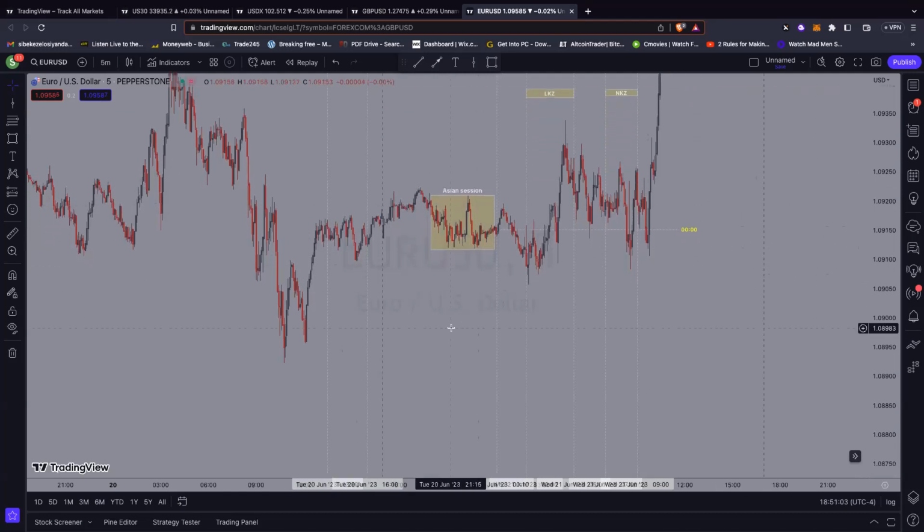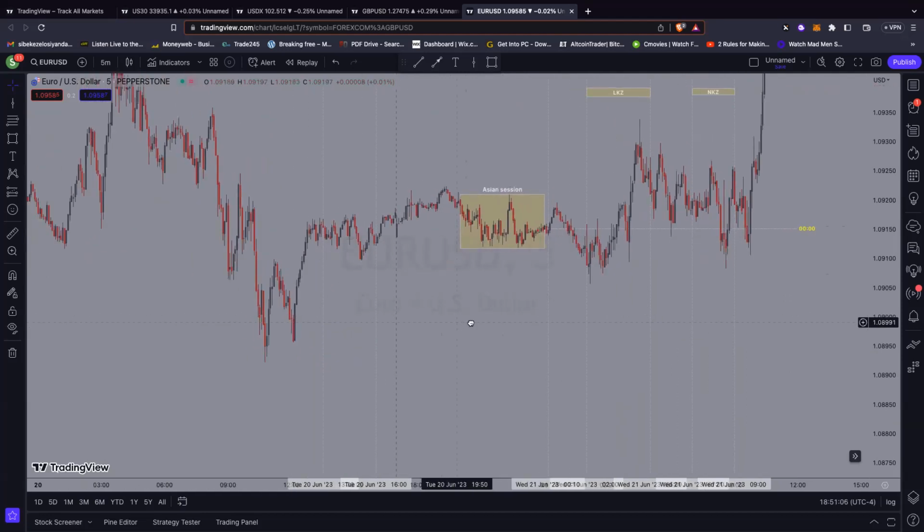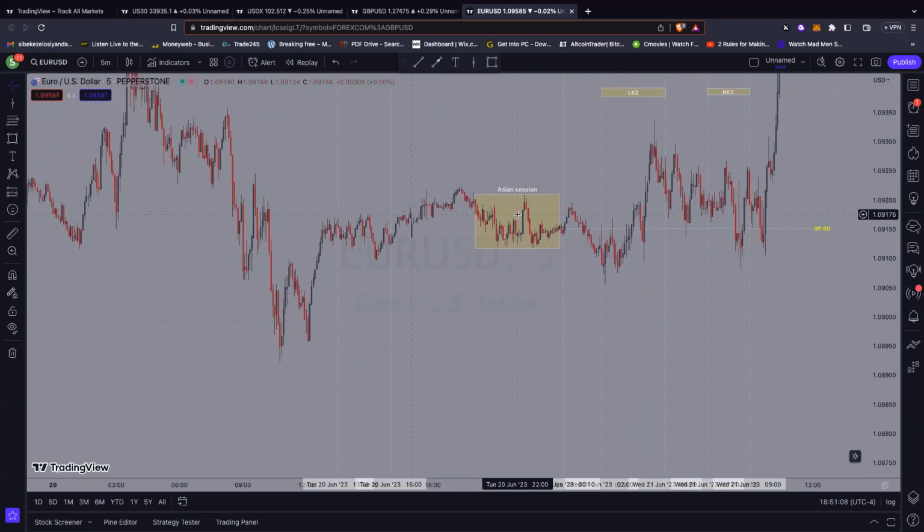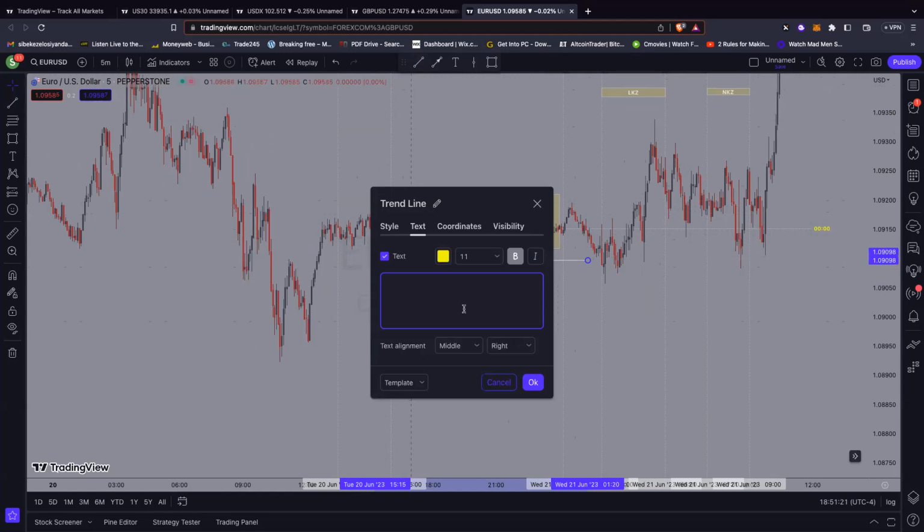What do we have here? We have New York PM session. Already, this accumulation is taking place above buy side here. So buy side has already been taken out. What's important here is this New York PM session, sell side.